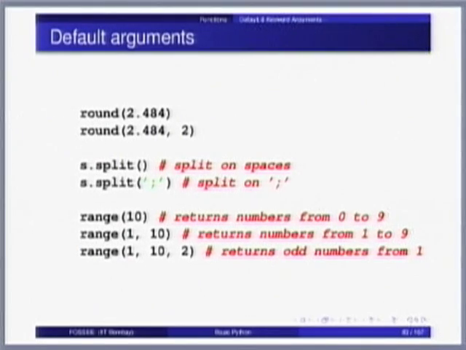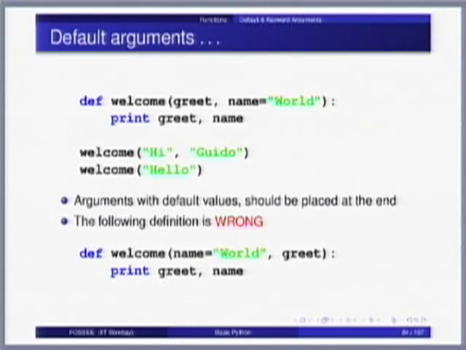Okay. So, the next thing we need to learn is how do we create functions that take default arguments. Now, we have seen the use of default arguments many times during this course. Early in the morning, we looked at round. Round took one optional argument, the number of digits to round to. Similarly, split took a couple of optional arguments. One was the quantity to split on, the second was the maximum number of splits that are allowed. Similarly, range, all of these took default arguments. So, how do we write our own functions that take default arguments? Well, it is very easy.